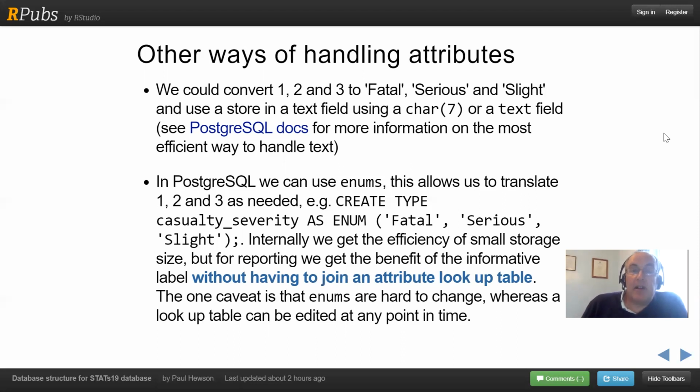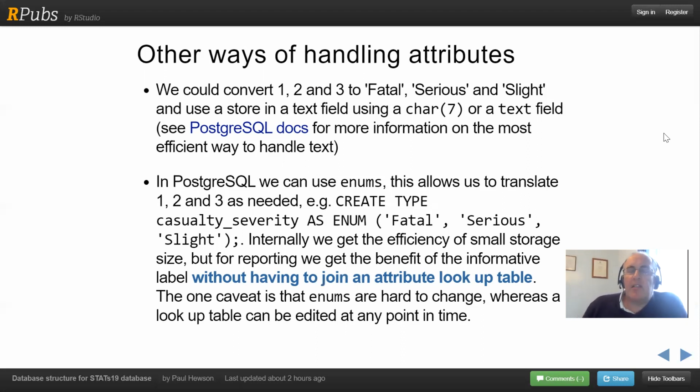But specifically in Postgres, we also have the option of using an enumerated type, the enum, and that will allow us internally to store 1, 2, and 3 as the storage type. But when we go to print out the results of a query or extract the results of a query, we're given the fatal, serious, and slight. In essence, it's handling a separate table and a lookup for us. There are reasons why you might want to use enumerated types. There are reasons why you might not want to use enumerated types. It works well for very many fields within the STATS19 data.